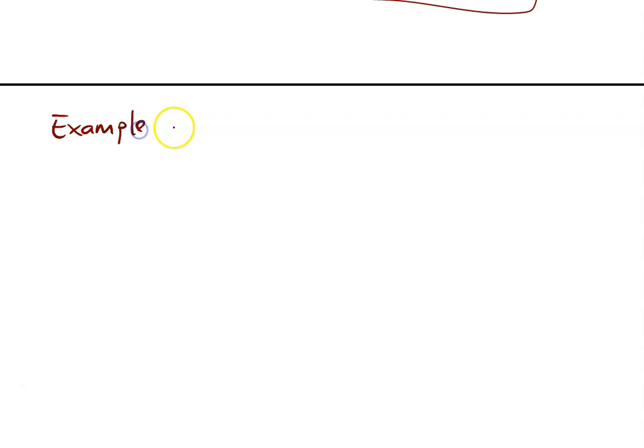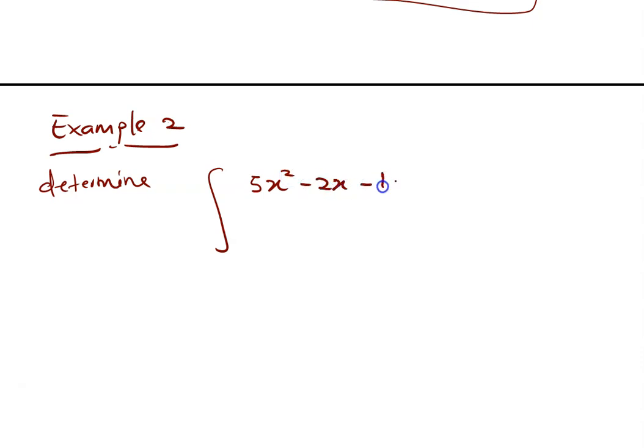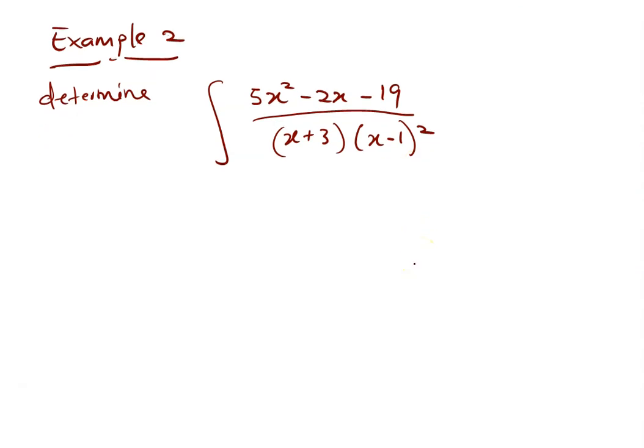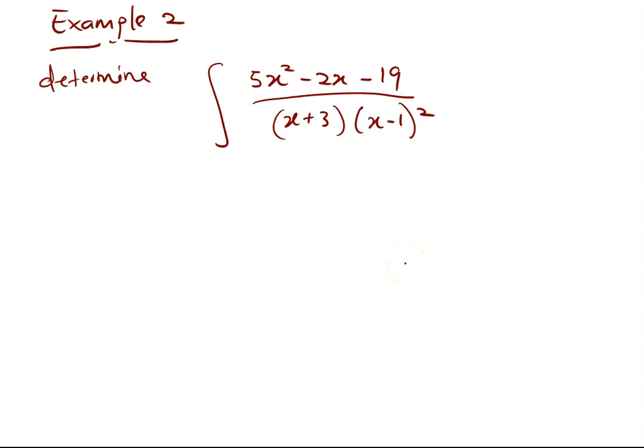So example 2, right? So he said I should determine the integration of 5x squared minus 2x minus 19, all on (x plus 3) then (x minus 1) squared. So this is made up of a linear factor, a non-repeating linear factor, and also a repeated linear factor. So we have all of them combined.